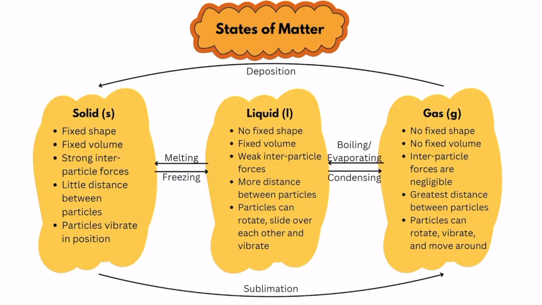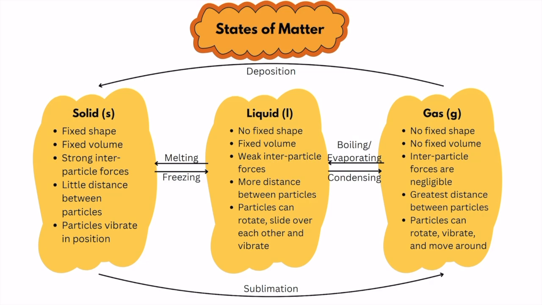And here we have a nice little diagram that explains the changes of state and what they are all called. So when you have a solid that turns into a liquid, it's called freezing. And when you have a liquid that turns into a gas, it's condensing. When you have a gas that turns into a solid, it's called deposition. When you have a solid that turns into a gas, it is sublimation. When you have a gas that turns into a liquid, it is boiling and evaporating. When you have a liquid that turns into a solid, it is melting.